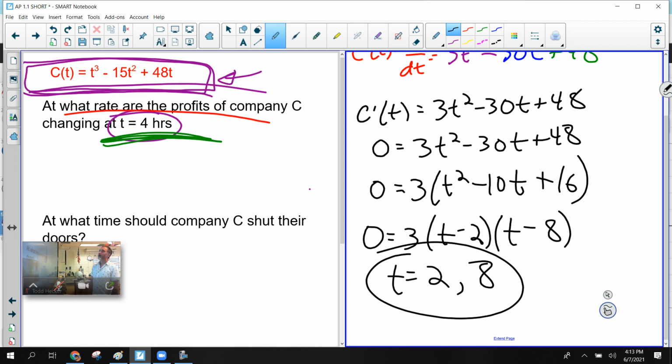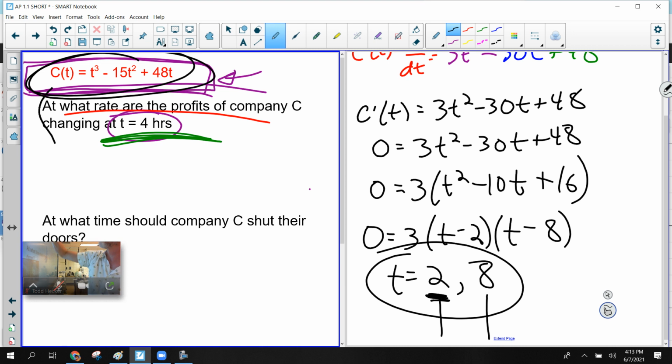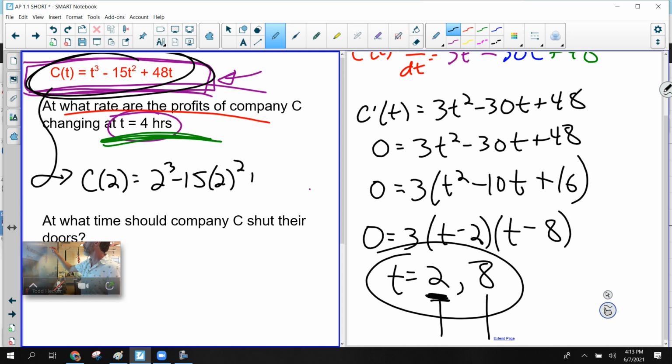All right? To figure out whether each of these is a max or a min, you'll learn that in math class. I'm not going to worry about it. But now I know that each of these points is either a maximum or a minimum. So now suppose I wanted to know what the values were. Like suppose I wanted to know what is the maximum profit. Well, then I'd have to put this back into my original function. Let's figure out what our profits are after 2 hours. So I'd go C of 2 is 2 cubed minus 15 times 2 squared plus 48 times 2, and figure out what that gives you.